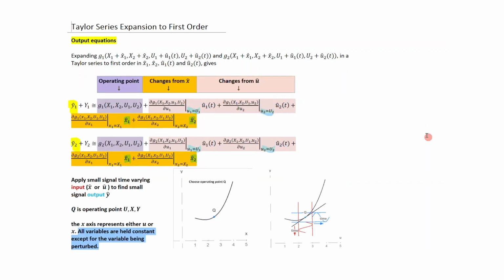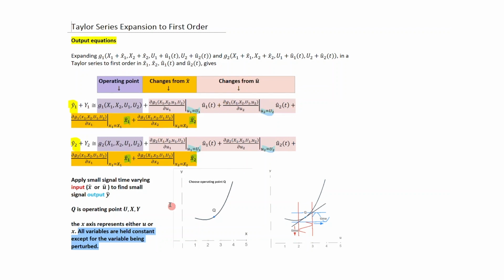All right, what about the output equations? Well, very similar. Essentially, what we're going to do is expand this function to first order. And so there's an operating point. There's y1 plus y hat. This is the operating point, changes of x, and these are the changes with respect to u.